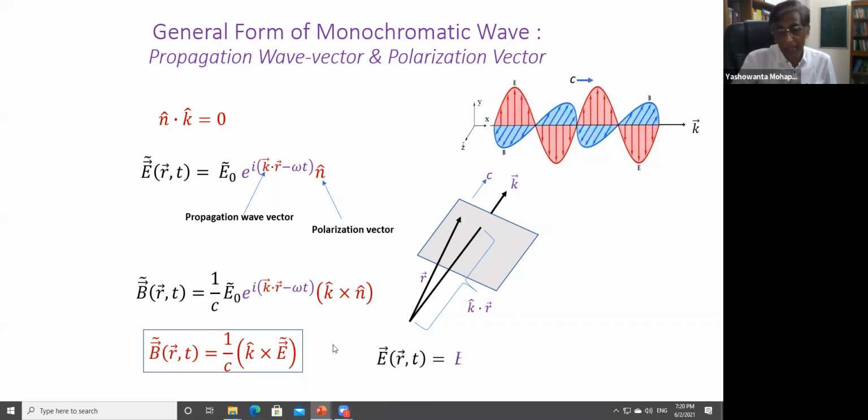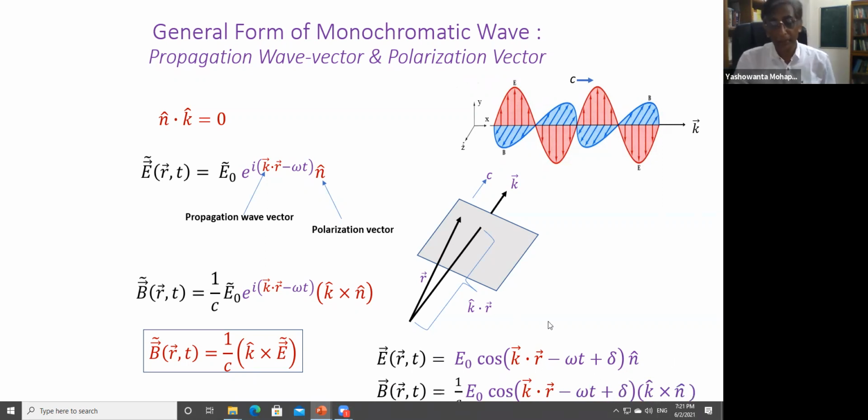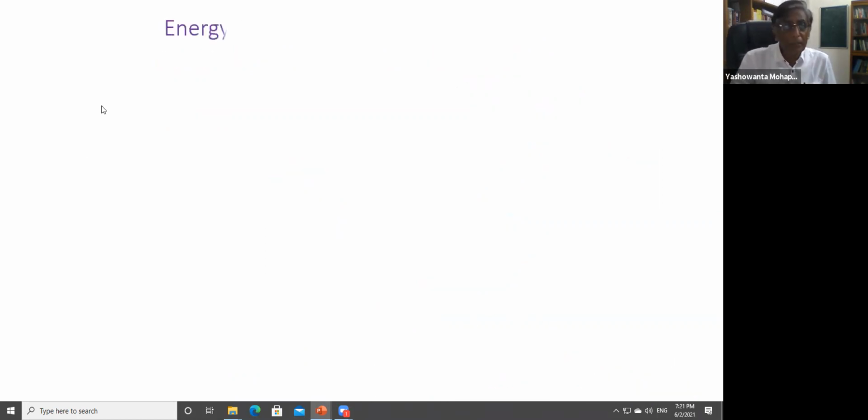Once I know this, I can write down the actual real E in terms of E naught and n hat, and B(r,t) is 1 by c, cos of k dot r minus omega t, now times k cross n hat. This is the real one. Simple, but one has to get used to this.